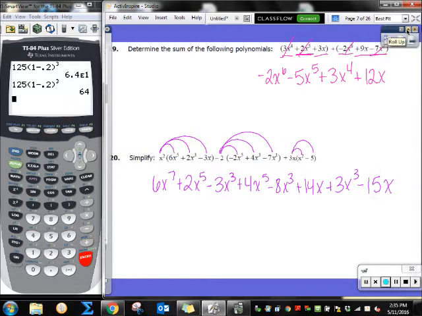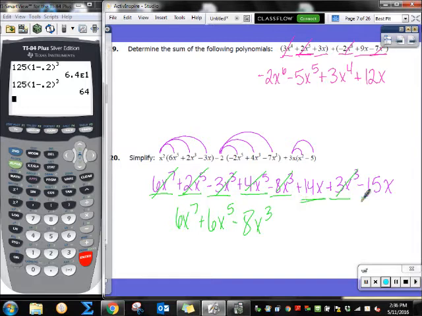So I've got 6x to the 7th. I don't see another x to the 7th, so I bring it down. Then I don't see an x to the 6th, so I'm going to move to x to the 5th. So that's going to be plus 6x to the 5th. Then I don't see an x to the 4th, so I'm going to do my x cubes. I notice that those two cancel out, so that leaves us with minus 8x cubed. And then finally, our x terms, a 14 minus a 15 is negative 1x.